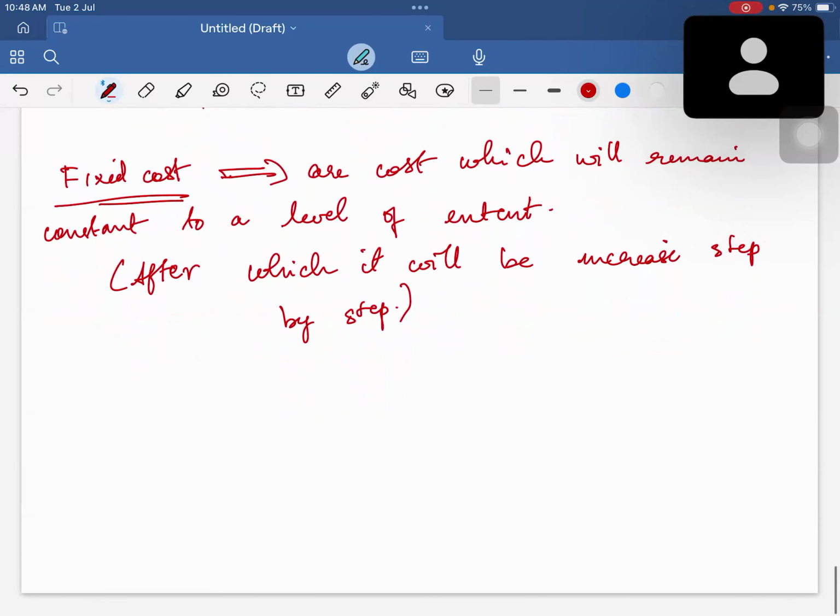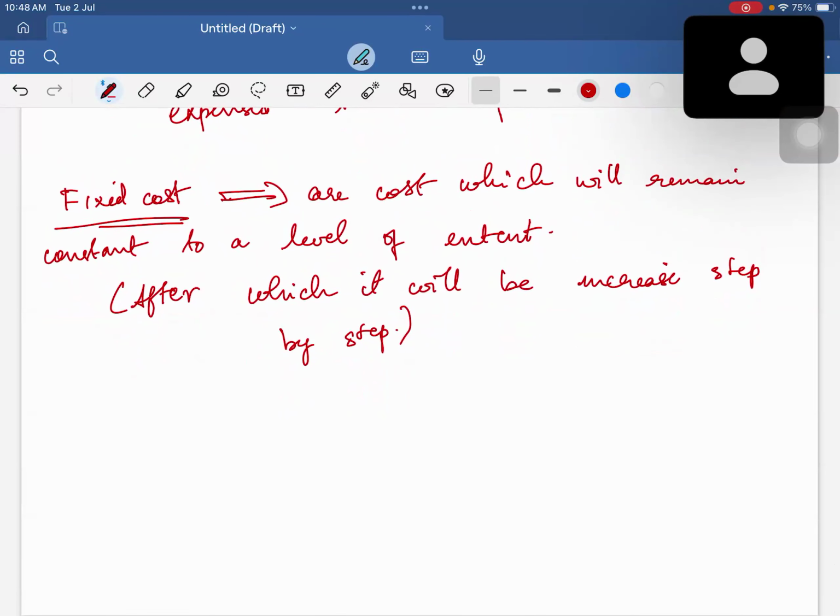Now, we have certain characteristics of fixed cost here. The first characteristic is that it is totally fixed. It is not going to lessen. That is for sure, it is going to be fixed. The second one is that per unit fixed cost is a variable cost.